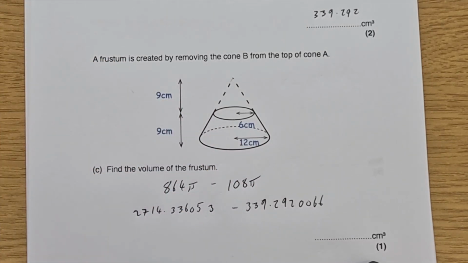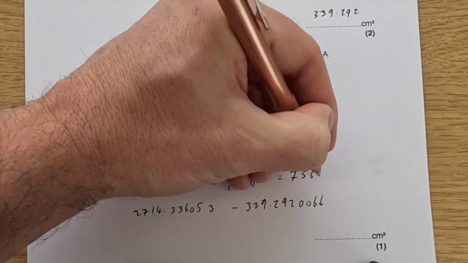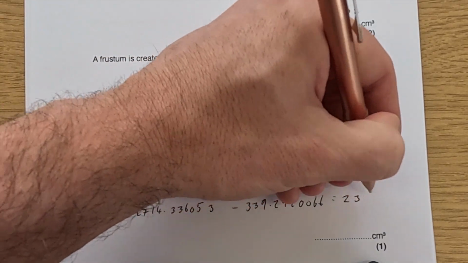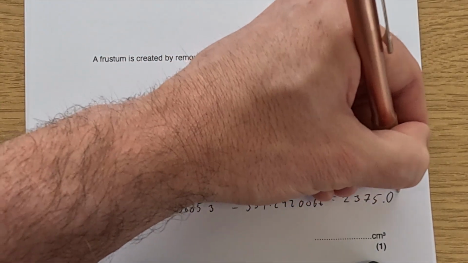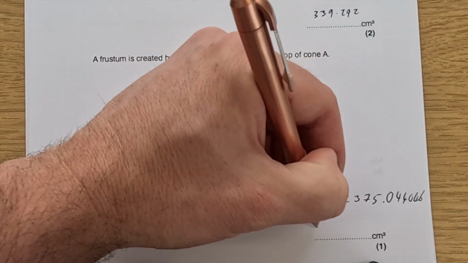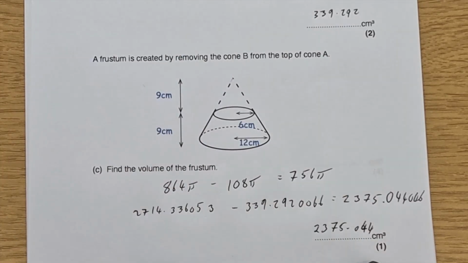And whenever we do that subtraction, we get an answer that's equal to 756 pi, or as a decimal number, that'll be equal to 2,375.044046. And let's just round that to 3 decimal places. That'll be 2,375.044 centimeters cubed. And that's it.